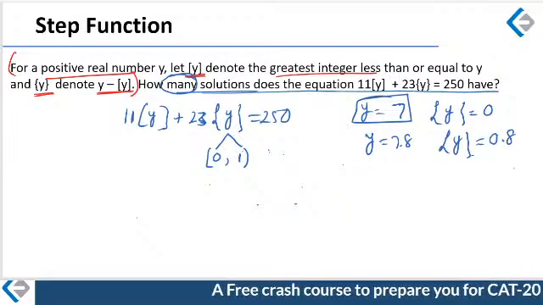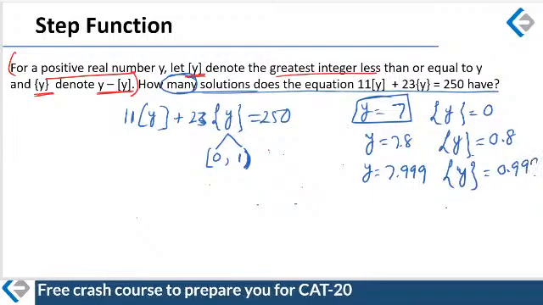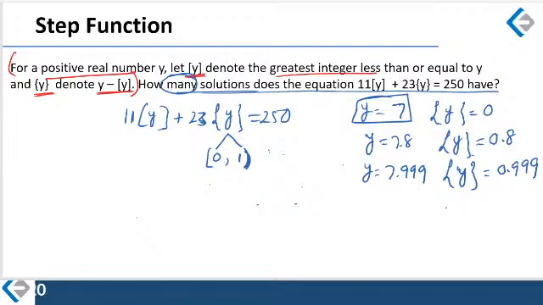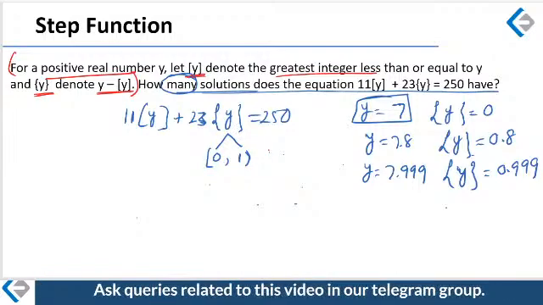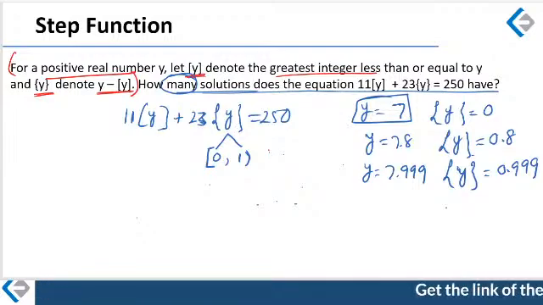So I'm writing that it can never be 1. What if y is equal to 7.999? Then the flower bracket y is 0.999. Therefore I'm writing this as something less than 1. It cannot be 1, but it can be 0. It should be slightly less than 1, which means the range is 0 to 1.